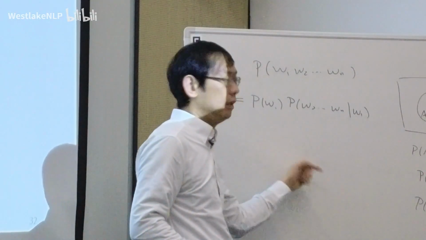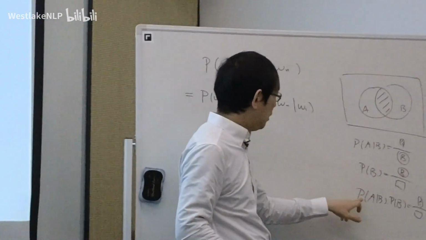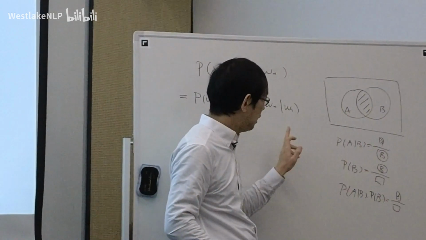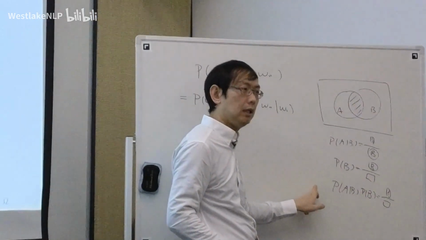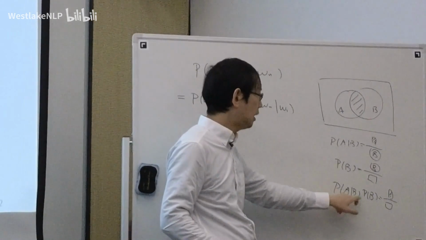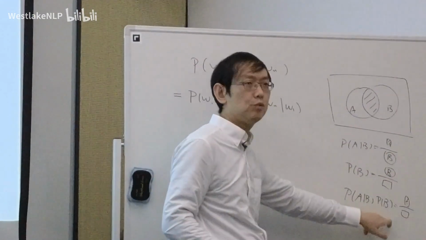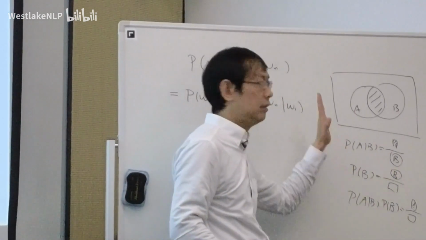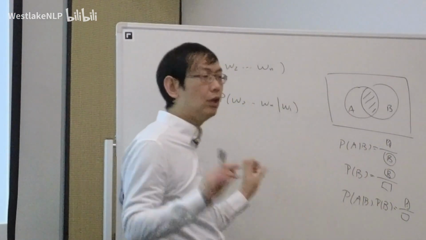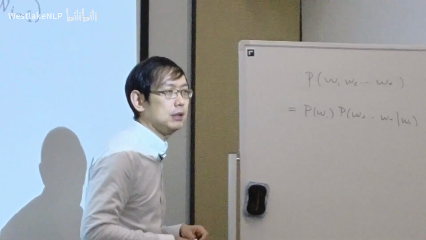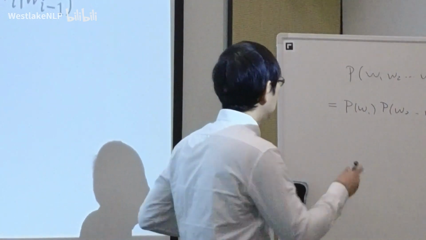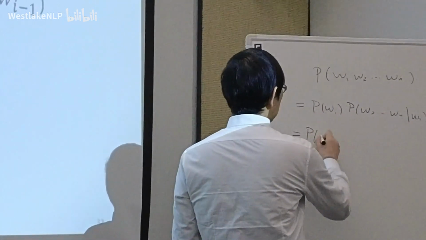So in general, you have P(A and B) is equal to P(A given B) times P(B), right? It's also equal to P(B given A) times P(A). This is not formal, but a Venn diagram illustration of what happens here. So when you have this, then you have this principle.